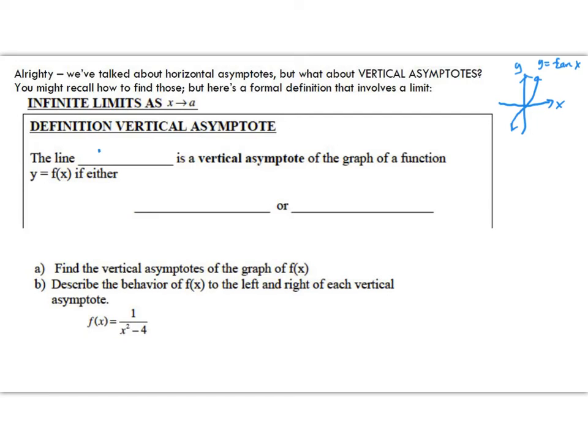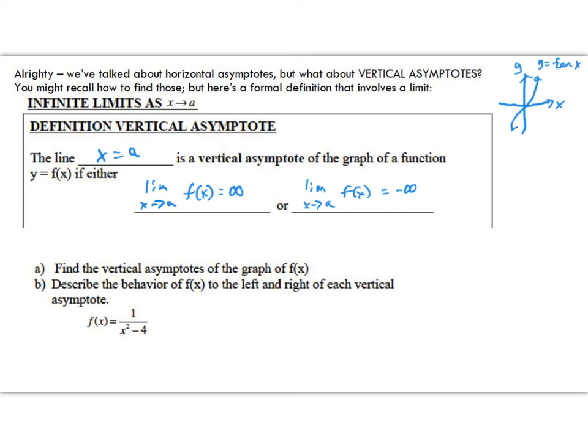Okay, so the line x is equal to a is a vertical asymptote of the graph of the function if either the limit as x approaches a of your function is infinity, or the limit as x approaches a of your function is negative infinity. Now, I have to say that this is probably more of a one-sided limit situation, where if you are approaching from one side or another, then that's going to let you be able to find that.